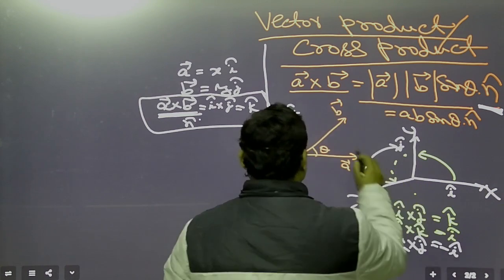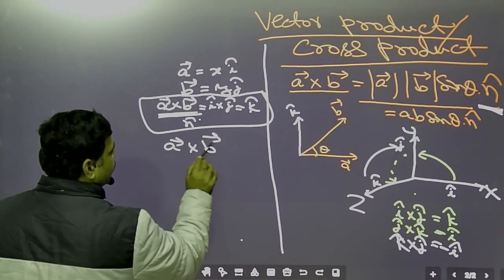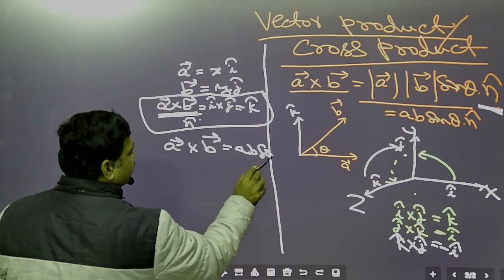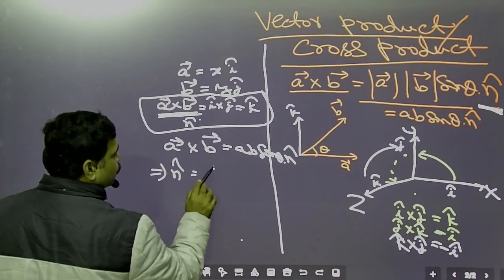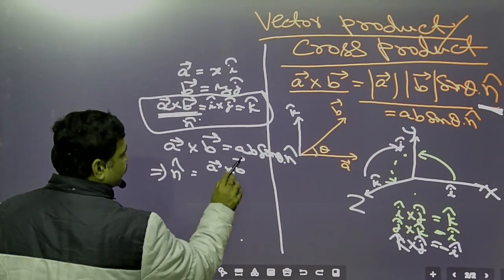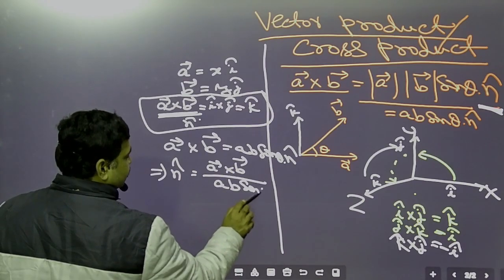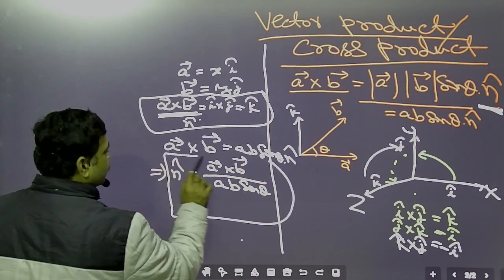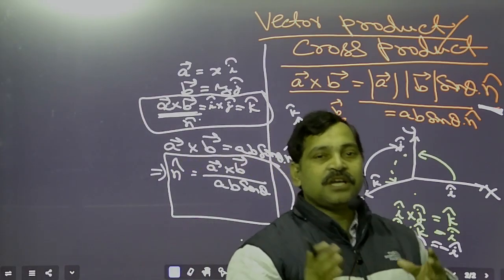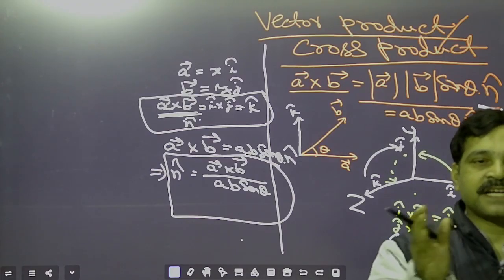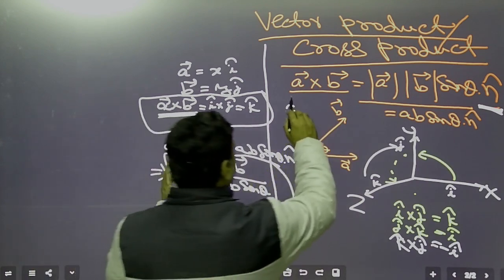Here you see, as we know, A cross B equals AB sin theta n cap. So what will be your n cap? n cap will be equal to A cross B upon the magnitude of this product. So this is the mathematical way of finding the direction, or the unit vector representing the direction, of the cross product of two vectors. So this is one way to evaluate.